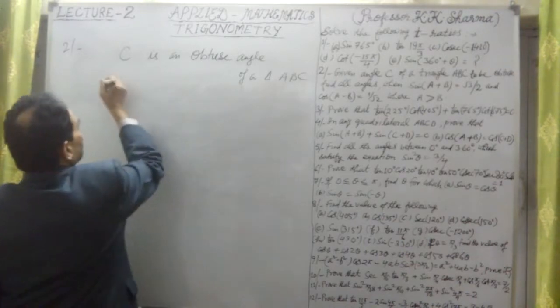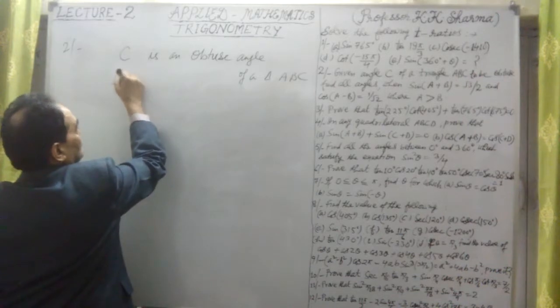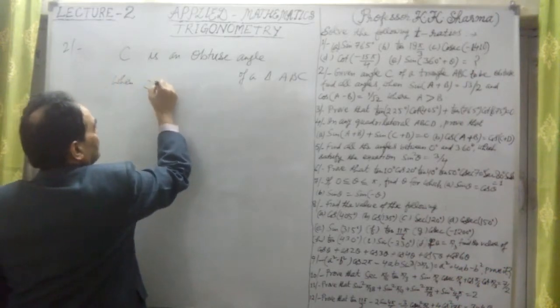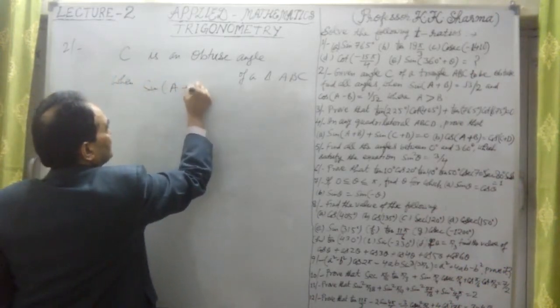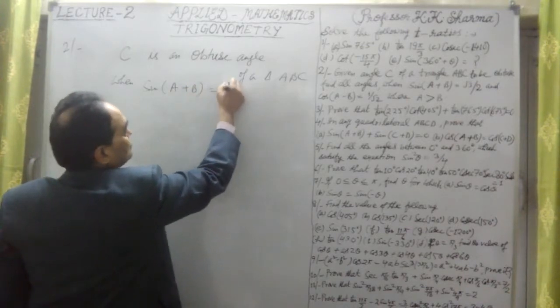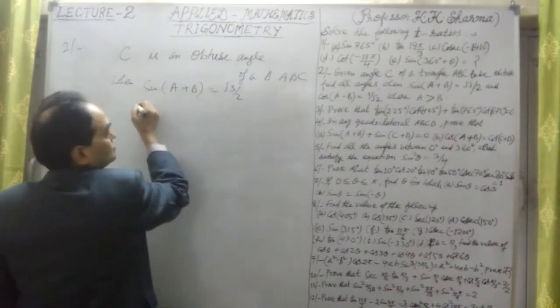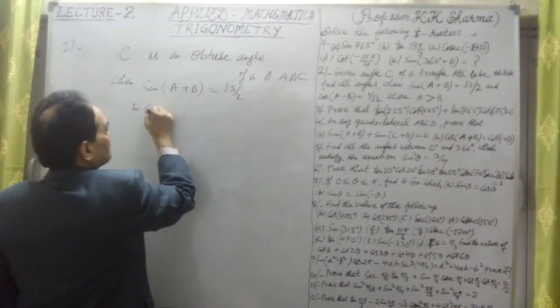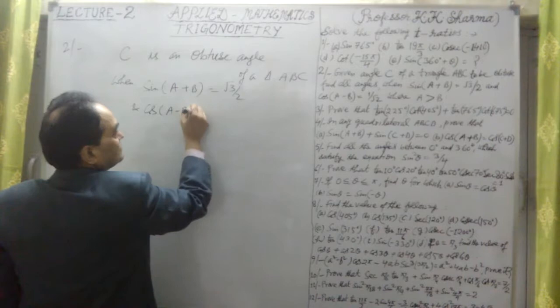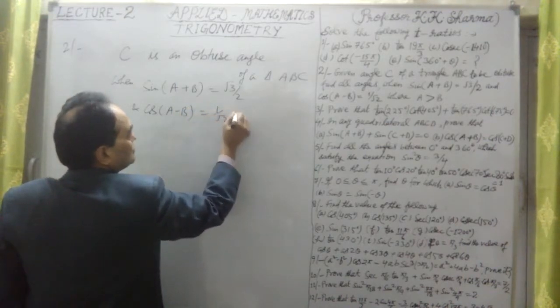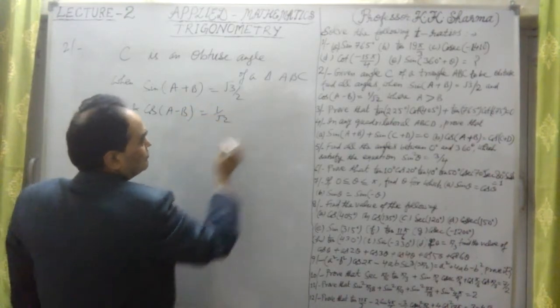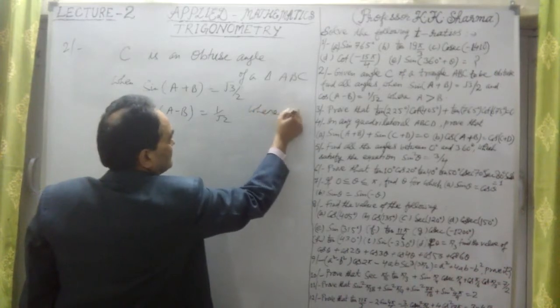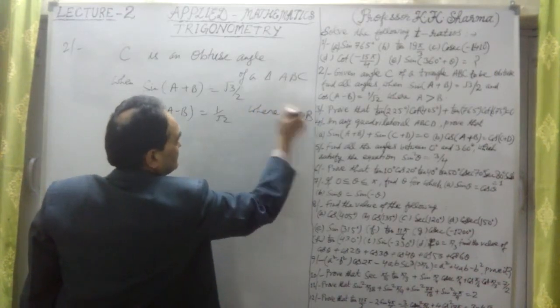When sin of A plus B is equal to root 3 by 2, and cos of A minus B is equal to 1 by root 2, where it is given to us that A is greater than B.